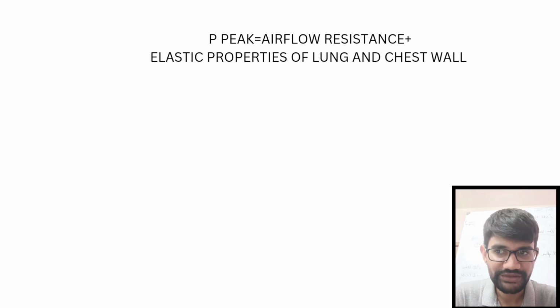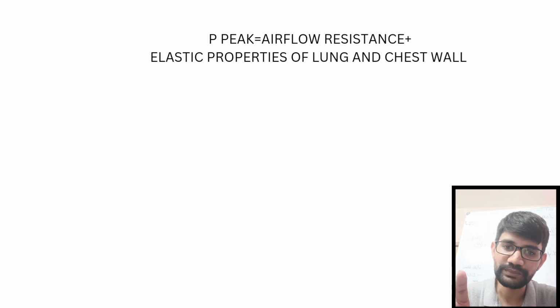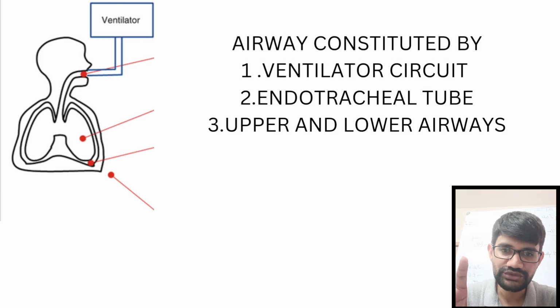It is the combination of airflow resistance and the elastic properties of the lung. So what does it mean? It means that it is the pressure required to overcome the airflow resistance along with the elastic properties of the lung and the chest wall. So what constitutes the airflow resistance? This is constituted by the ventilator circuit, the ET tube, the upper airway and the lower airway.